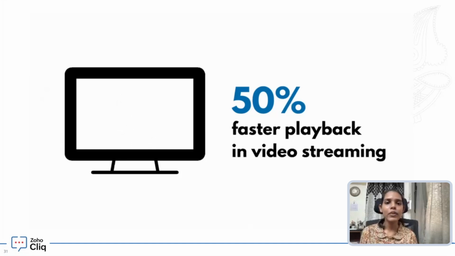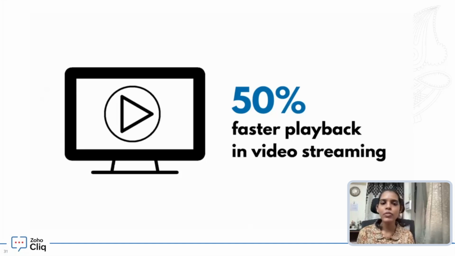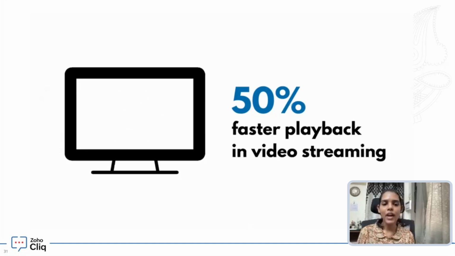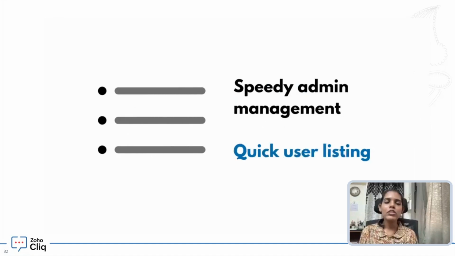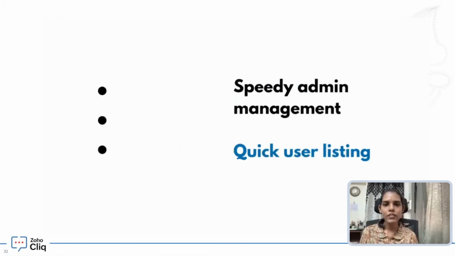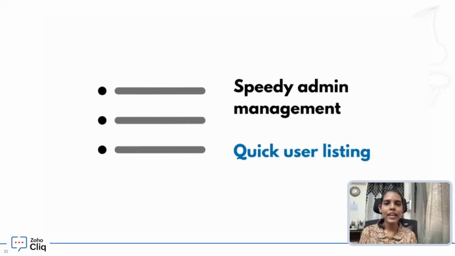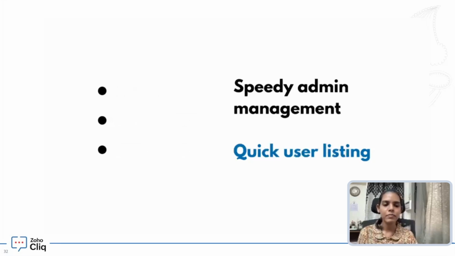Also, all the videos that are available inside Zoho Cliq now load 50% faster than before. Be it video messages, any video file that's shared with you, or even video recordings, you can now watch faster with the help of faster video streaming. And we've also introduced PD admin management, as in all the user listings and all the options for admins will now load faster for them, so that they are able to manage efficiently inside their organization.